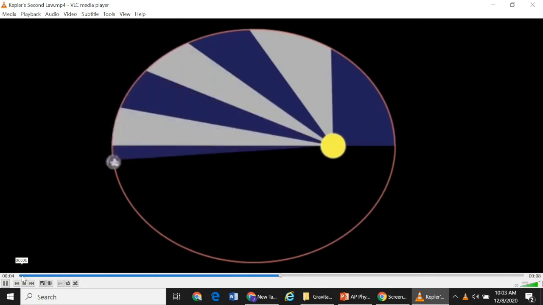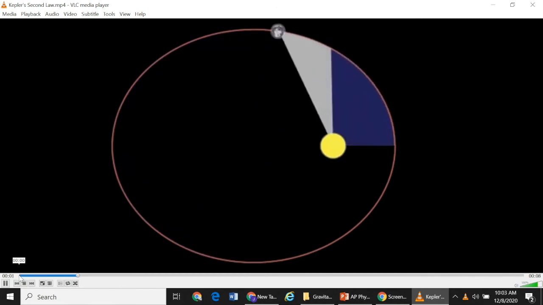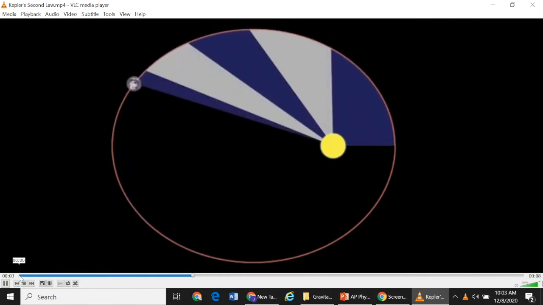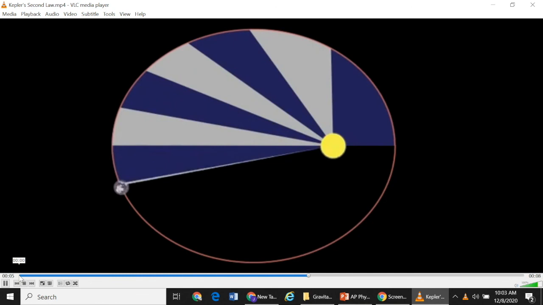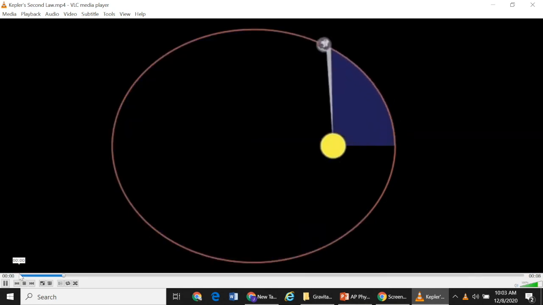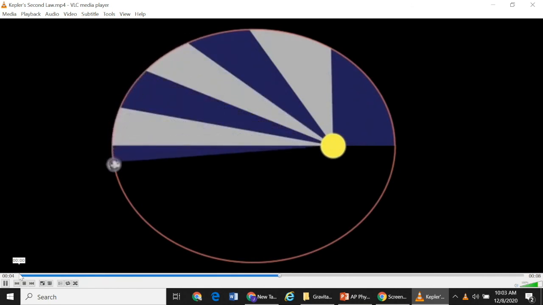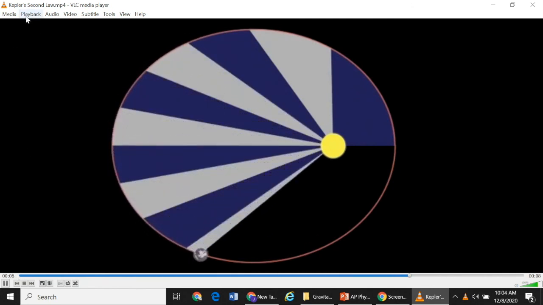So notice the triangles, so to speak, they're basically almost triangles. They get skinnier and longer as you get farther away from the sun, and they get shorter and fatter as you get closer to the sun. And these areas are always equal, is the point here. And so that's an important thing to realize.